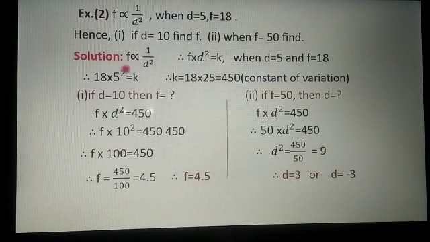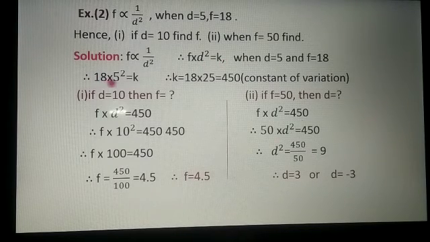Okay. So now f is inversely proportional to 1 upon d square is given. This means what? This product f into d square is equal to k. f into d square is equal to k. So what values are given for this first part? d is equal to 5 and f is equal to 18. So use these d and f in this equation, f into d square, to get k. First we will find every time the constant of variation, that is k.